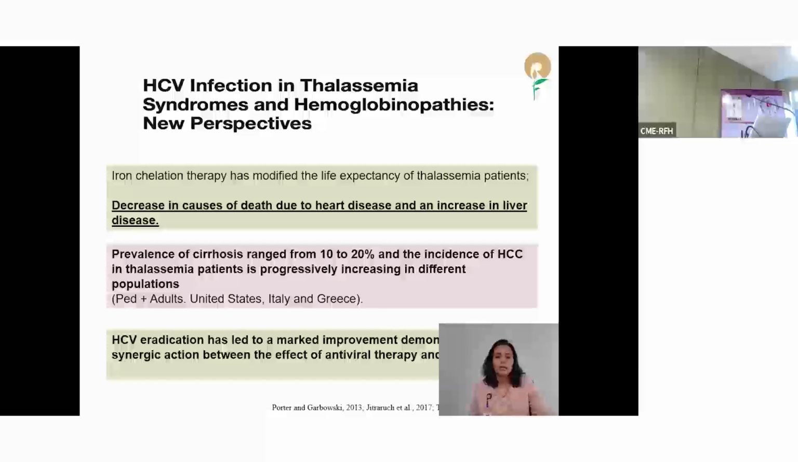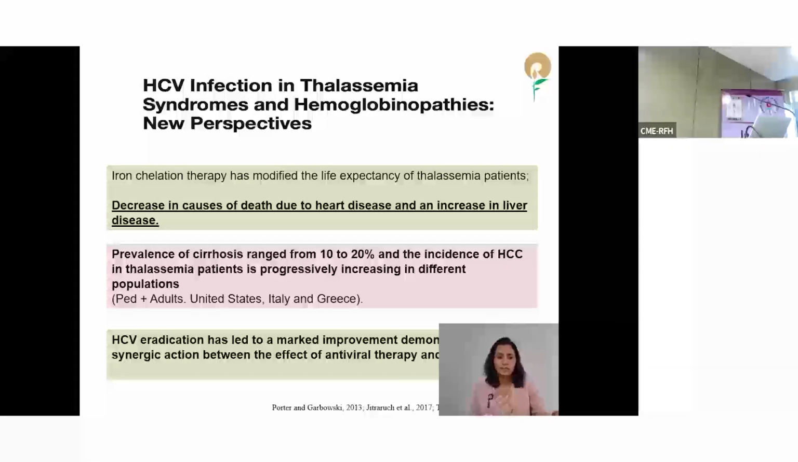So to summarize, definitely in hemoglobinopathies, iron chelation has modified the life expectancy of thalassemia patients. However, it has caused a decrease in death due to heart disease, but there has been an increase in liver disease. The prevalence of cirrhosis has ranged from 10 to 20%, and the incidence of hepatocellular carcinoma in thalassemia patients is progressively increasing in different populations.